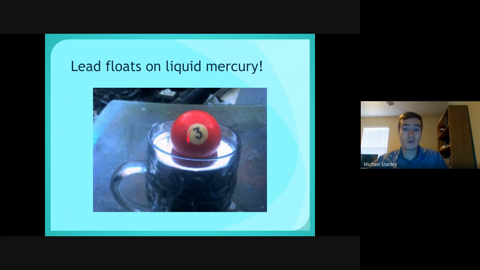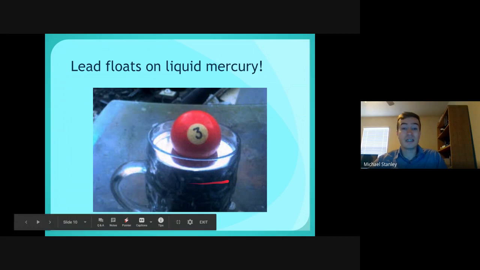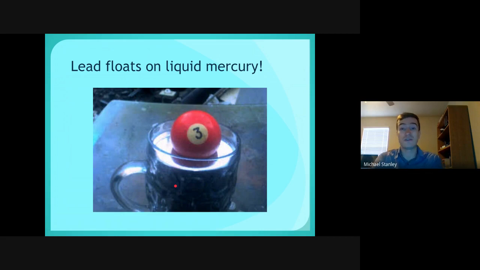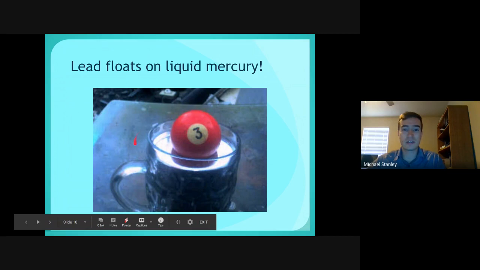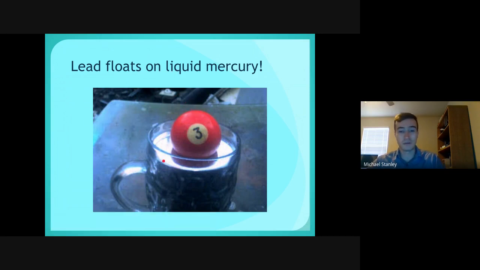So here's an old school pool ball that's mostly made out of lead. Normally if you dropped it in a thing of water, it would just sink straight down to the bottom because it's really heavy. But mercury is even more dense. So the solid lead floats on top of this liquid mercury down here. And it's all due to their different densities. Lead is less dense than mercury, so lead will float on top of mercury.